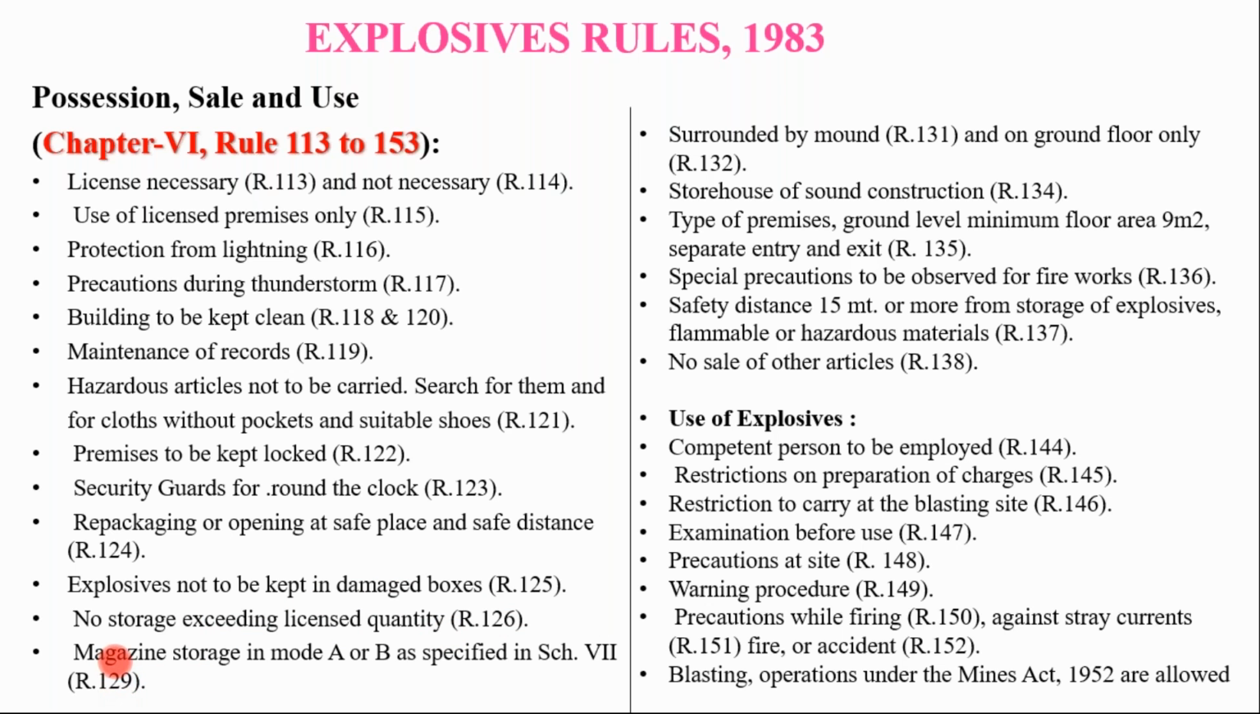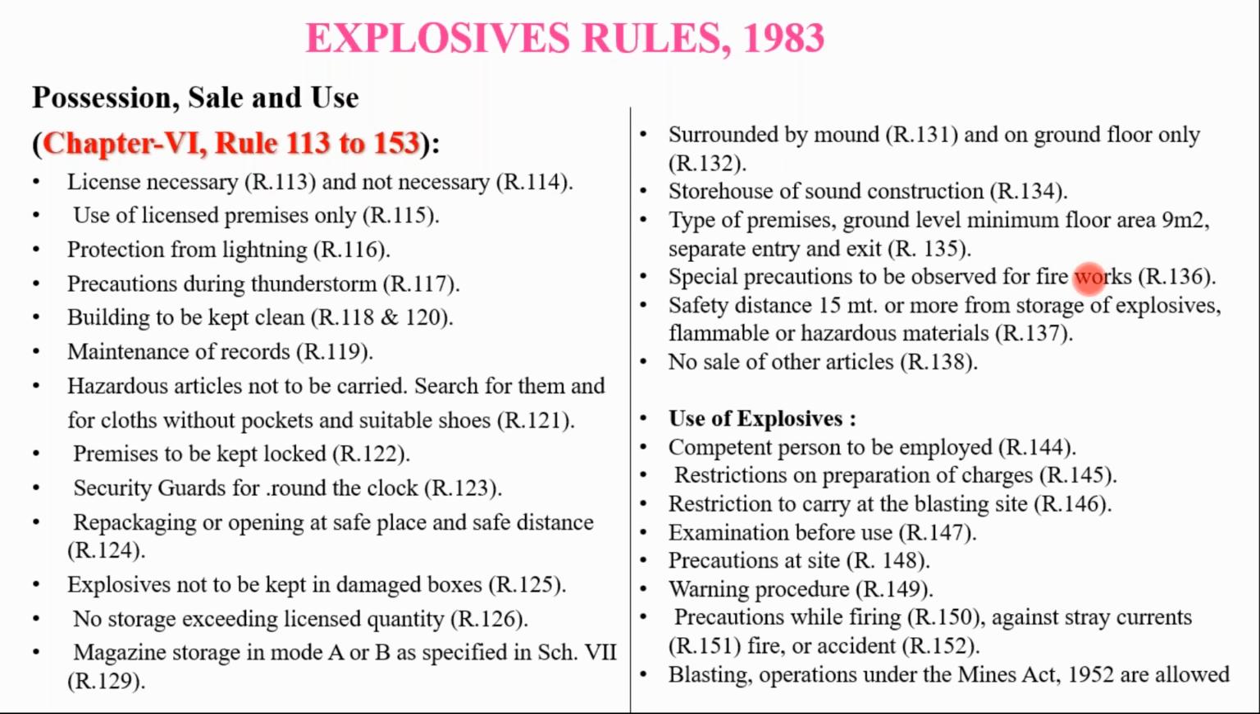129 is related to magazine storage in mode A or B as specified in schedule 7. 131 is related to being surrounded by mound, and 132 is related to being surrounded and ground floor only. 134 is related to a storehouse of sound construction. 135 is related to the type of premises, ground level, minimum floor area 9 square meters, separate entry, separate exit.